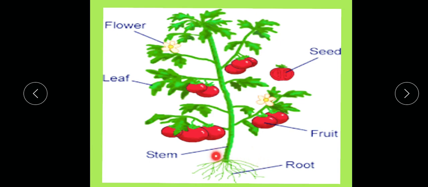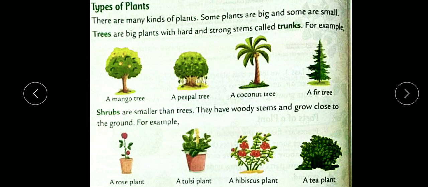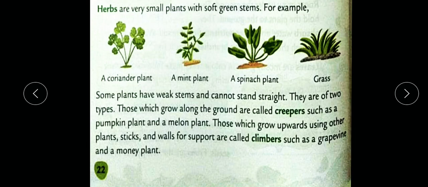See here, roots, stems, these are the branches, and then leaves, flowers, fruit, seed. Okay. Our next topic is types of plants. So here we have 5 types of plants. First, trees, shrubs, herbs, climbers and creepers.